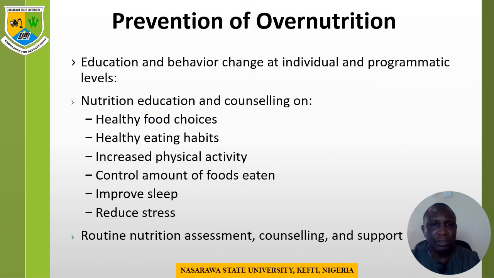How do we prevent obesity, overnutrition? Education and behavior change at individual and programmatic level. So we need to continue to educate people on a healthy diet: nutrition education and counseling on healthy food choices, healthy eating habits, increased physical activity, controlling the amount of food eaten, improved sleep, reduced stress, routine nutrition assessment, counseling, and support. These are ways by which we can prevent obesity.